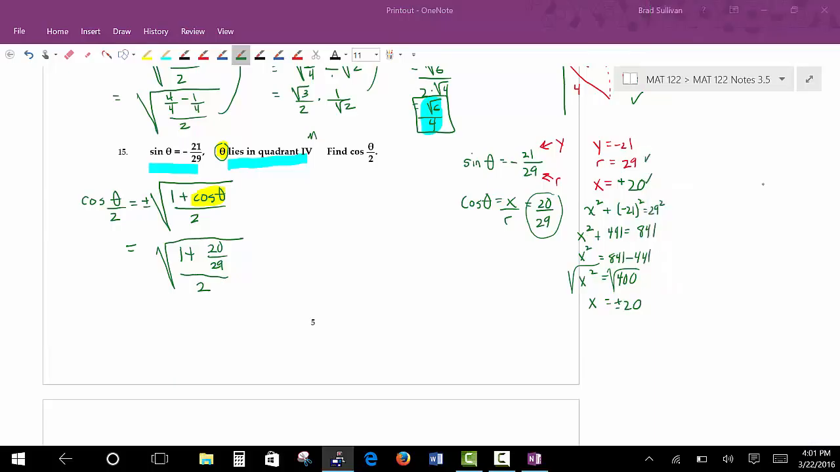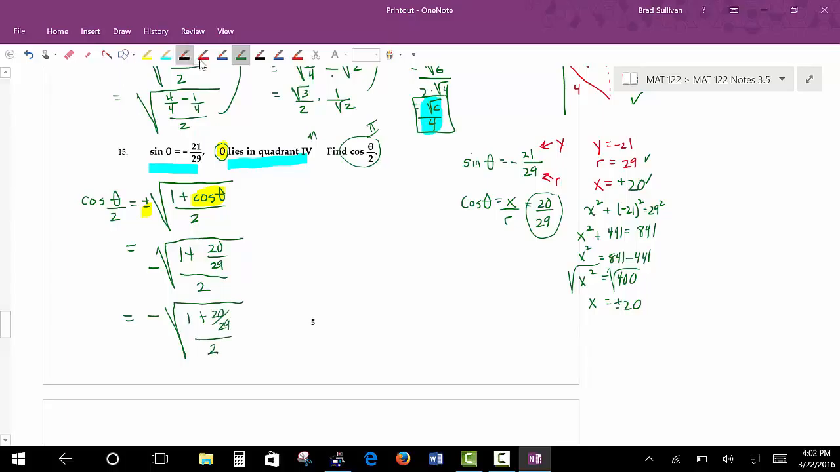So this part right here is really dealing with quadrant 2. Theta's in quadrant 4, but because of the magnitude of that quadrant 4 angle, you're going to be in quadrant 2 when you divide it by 2. So that means that the cosine of a quadrant 2 angle is negative. So we're going to have a negative answer. Okay? So what we have is negative square root of 1 plus 20 over 29 all over 2.